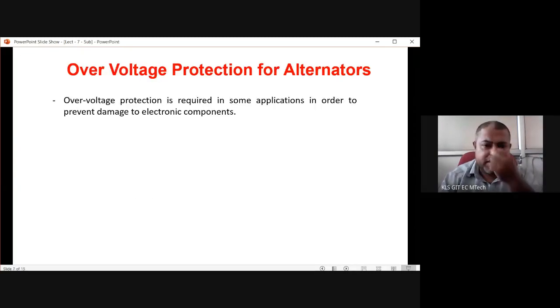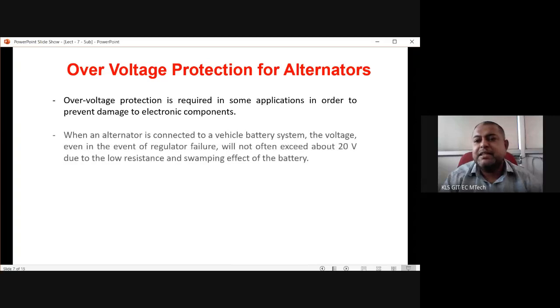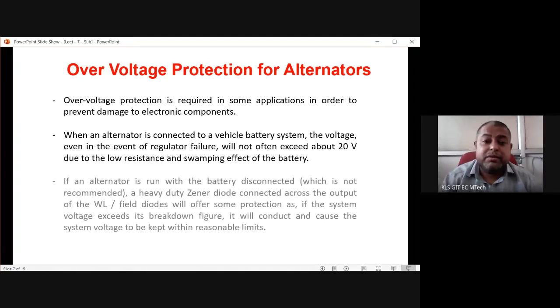Over voltage protection for the alternator: why is it required? Over voltage protection is required in some applications in order to prevent damage to other electronic components like the battery. When an alternator is connected to a vehicle battery system, the voltage, even in the event of regulator failure, will not often exceed about 20 volts, due to the low resistance and the swamping effect of the battery. So the battery is not allowing the voltage to build up, but it might go up to 20 volts.